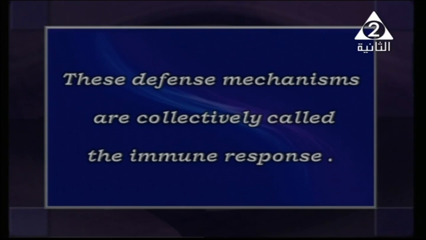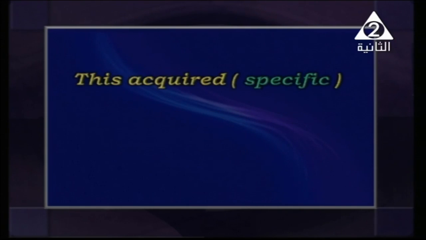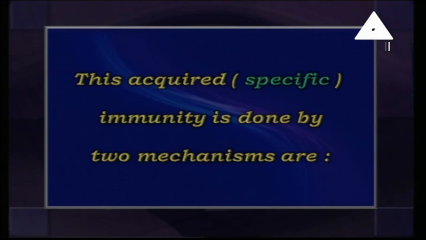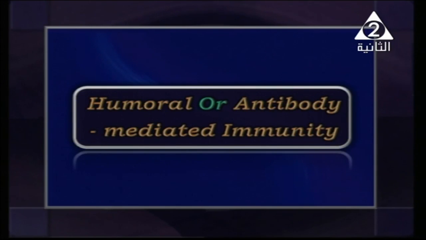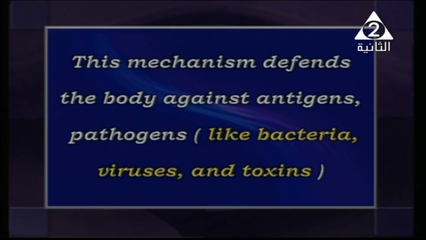But why are they called that, what is their function, and how are they classified? Well, this acquired or specific immunity is done by two mechanisms. How many mechanisms do we have? Two main mechanisms. Well, the first one is humoral, or antibody mediated immunity. Actually, this mechanism defends the body against antigens and pathogens like bacteria, viruses, and toxins.